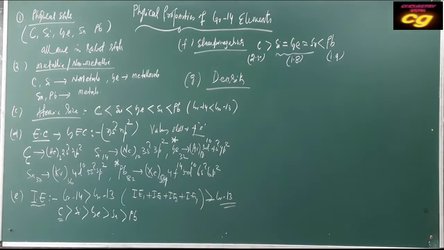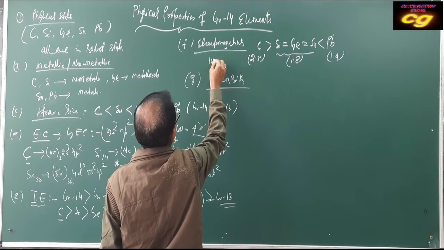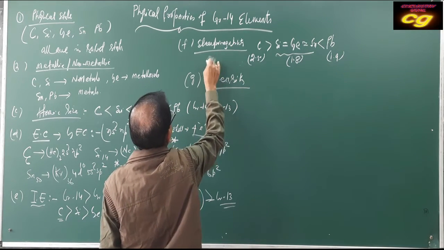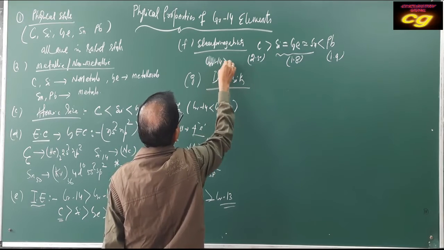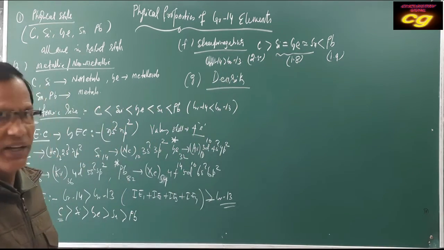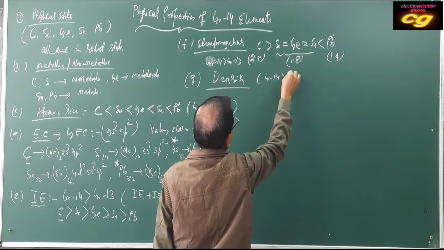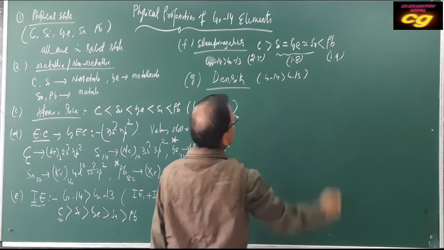Density, if you compare group 13 also, it is maximum. Group 13 and 14, if you write, group 14 is greater than group 13. Density also the same, group 14 is greater than group 13.